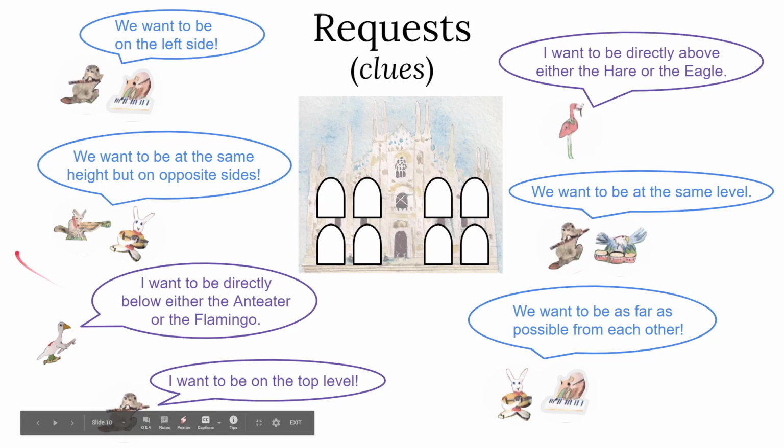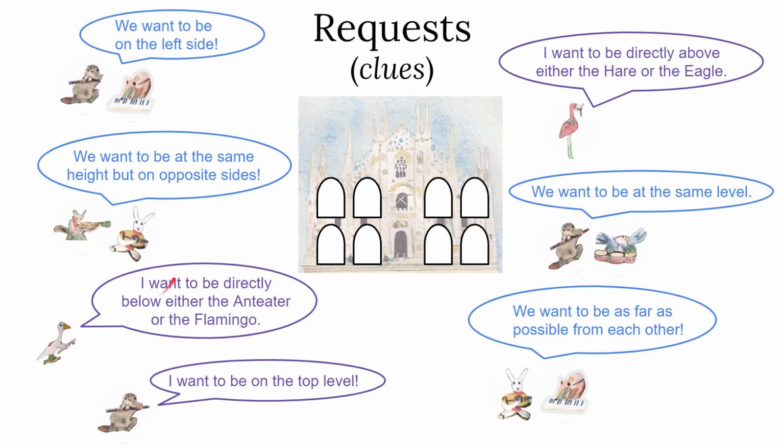For instance, the beaver and the anteater say we want to be on the left side. So you have to place these 4 animals here, but you don't know exactly where at this point. The coyote and the hare say we want to be at the same height but on opposite sides. So this is a little more complicated. It means, for example, that you could put here one of these animals and here the other animal, or you could put one animal here and the other animal there. So same height but on opposite sides, and so on.